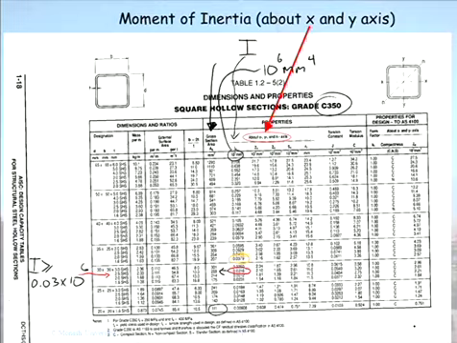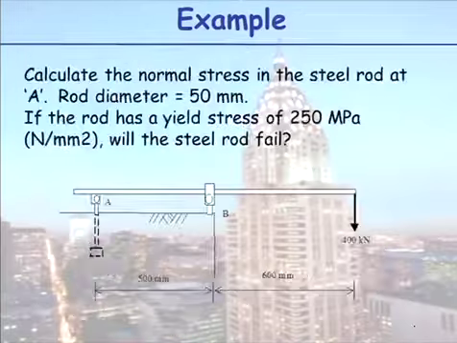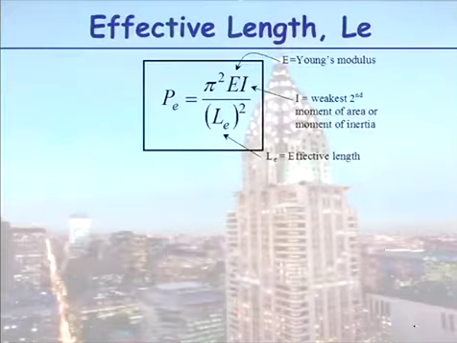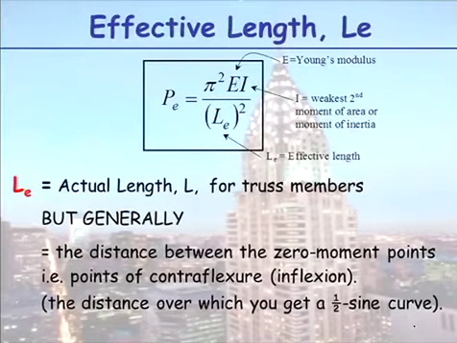Okay, one last thing I need to talk about. I'm not going to work through this problem because you can work through it yourself. It is what that little e on the length means. Because I said to you that little e on the length does not stand for Euler buckling. It stands for effective length.